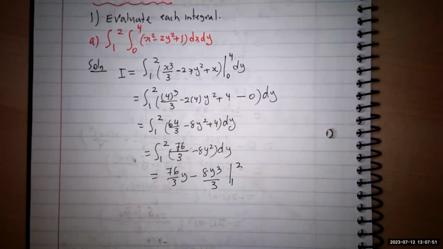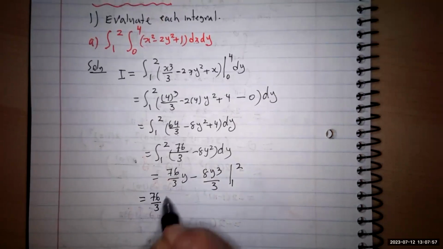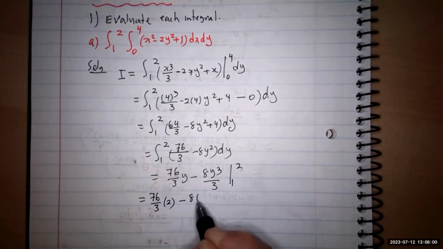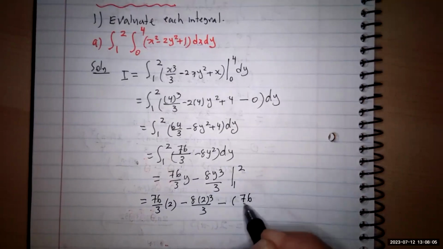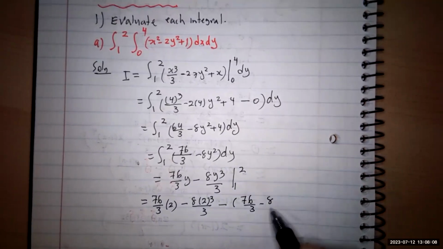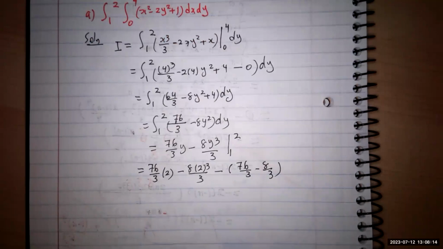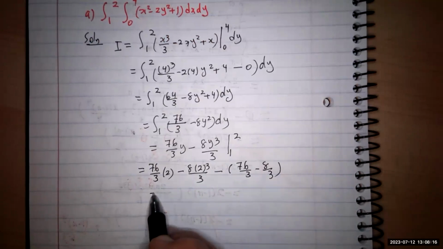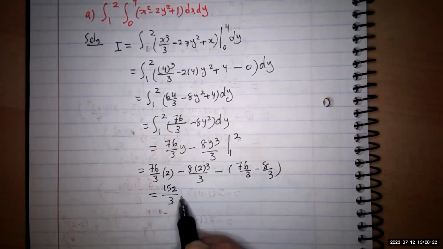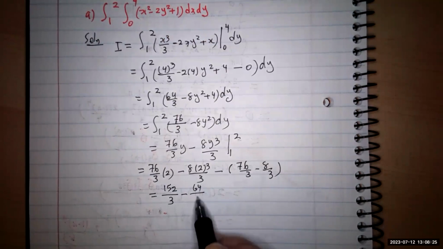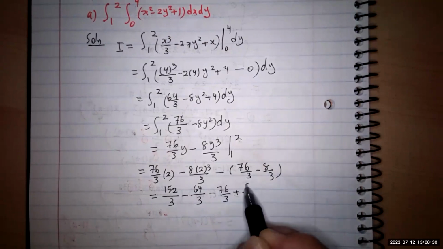It's not a big deal for this problem, really. You substitute the 2, and it's going to be 76 over 3 times 2 minus 8 times 2 cubed over 3. And when you put in the 1, that gives you 76 thirds minus 8 thirds. So just put these numbers together and find the result.